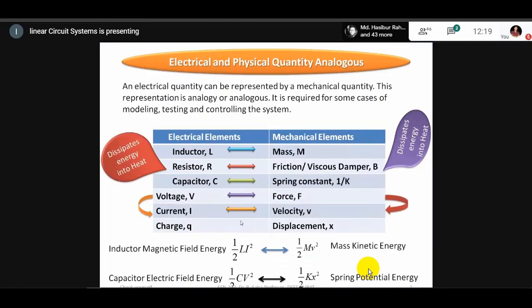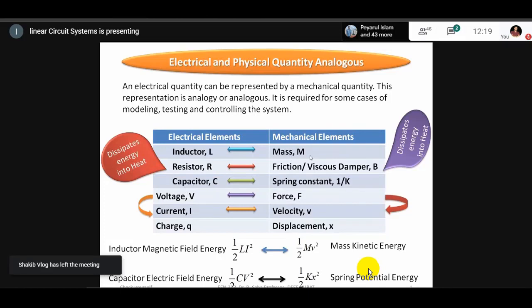So here we can see the table. Inductor is equivalent to mass. Resistor is equivalent to friction. Capacitor is equivalent to spring constant. Voltage is equivalent to force. Current is equivalent to velocity. Charge is equivalent to displacement. Now look at why they are equivalent. Think about their background, why it is.